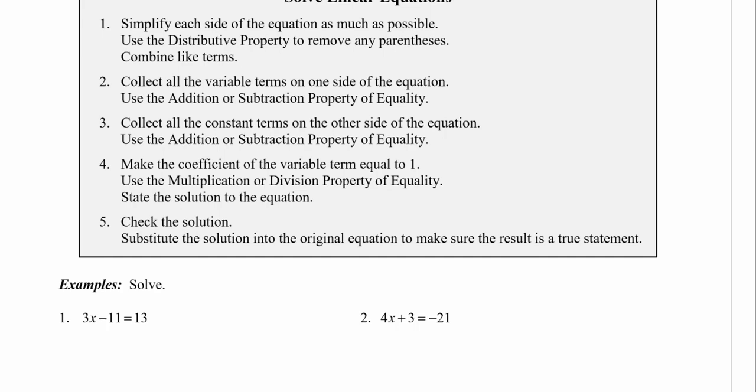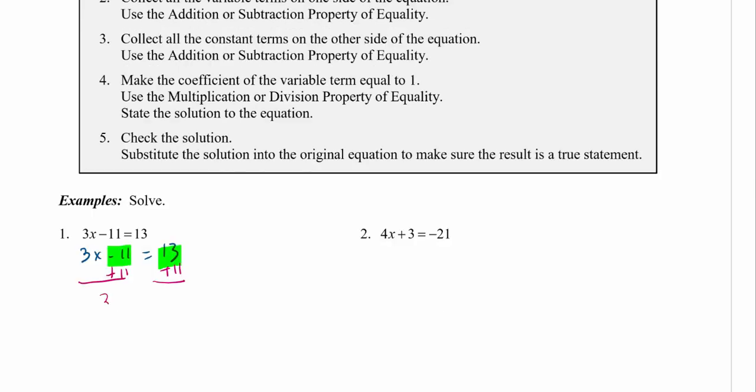But now look at this. Step number 3 says get all the constant terms on the other side of the equation. So here's our equation. As constant terms, we have this negative 11 here and this 13. We want those on the same side of the equation, and usually we want to move them over to the side of the equation that doesn't have the variable. So let's move the negative 11 over to the right-hand side, and for that we're going to use our addition property because we've got subtract 11, right? So we're going to add 11 to both sides of the equation.